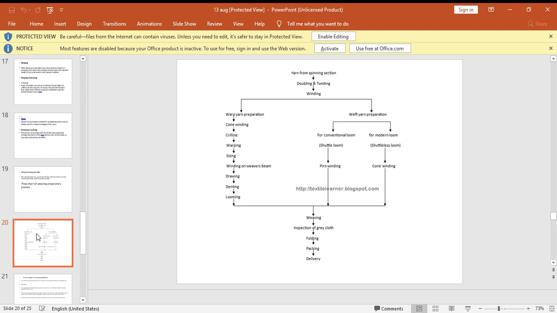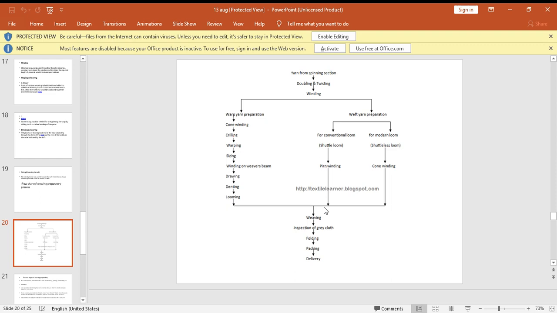So weft yarn is again classified into conventional loom and modern loom. In conventional loom, it is having shuttle loom, pirn winding, and for modern loom, shuttleless loom, cone winding. By this, it is going to interlace with weaving. See here, all joined together, we are going to get weaving. That is, after weaving, the interlacement of warp and weft, and inspection of grey cloth.